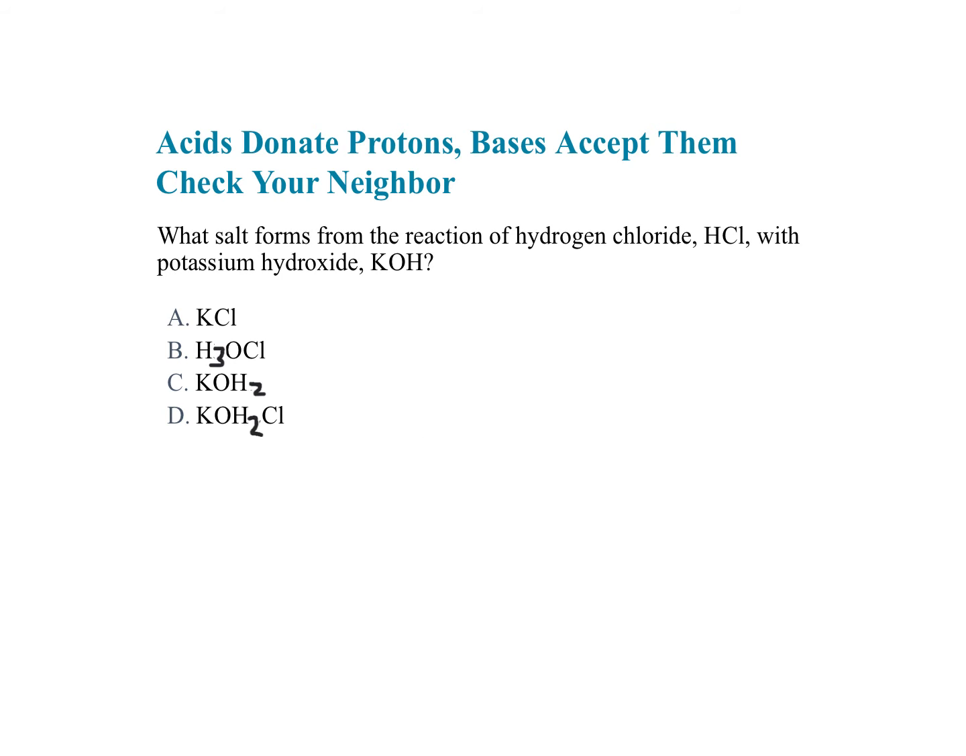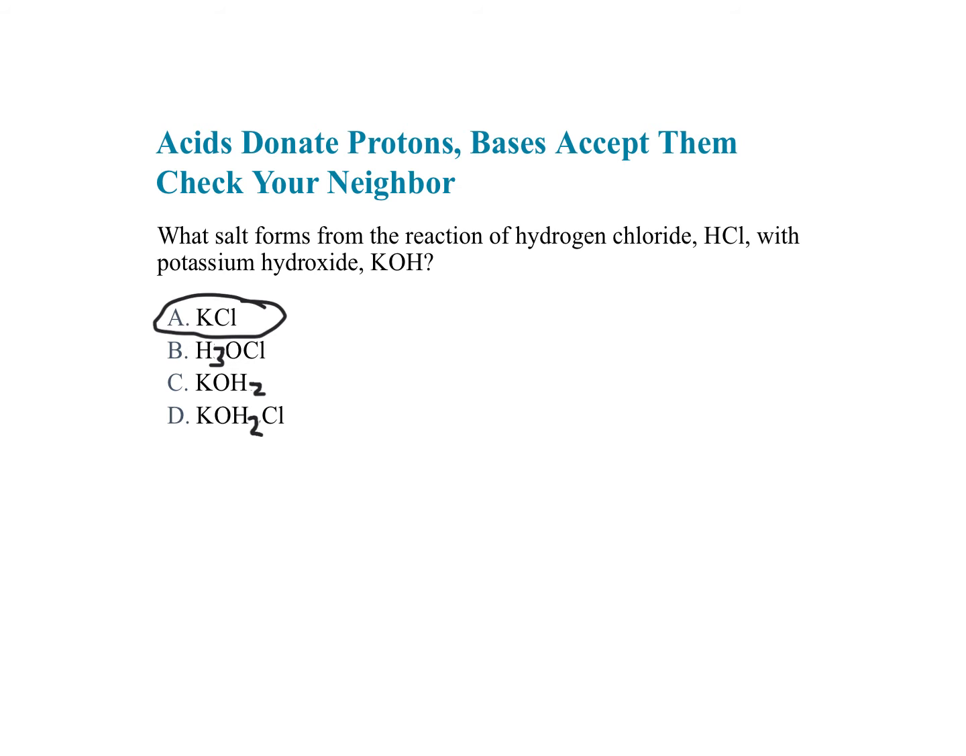Okay, so let's do our understanding check. What salt forms from the reaction of hydrogen chloride, HCl, with potassium hydroxide, KOH? Now, we know that the H and the OH are going to combine to form water, and that leaves us with a K and a Cl. And so if I look at these compounds, the only one that fits the bill is compound A, potassium chloride. So that is going to be the compound that forms.